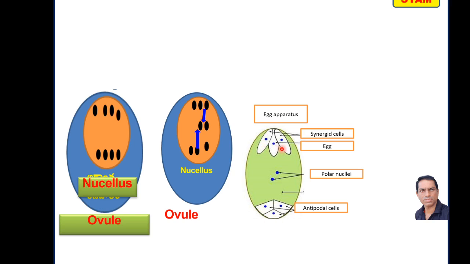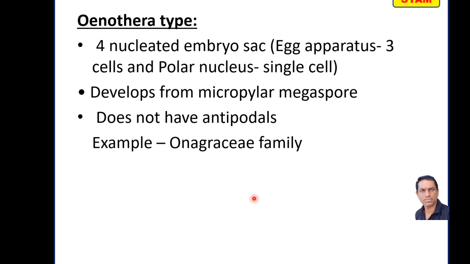Out of 7 cells, 3 are towards the micropyle side, the egg apparatus, and 3 cells towards the chalazal side are called antipodal cells. This is the Polygonum type of embryo sac. It is one type of monosporic embryo sac. And the second one is the Oenothera type. It is a 4-nucleated monosporic embryo sac. It is generally seen in the Onagraceae family.